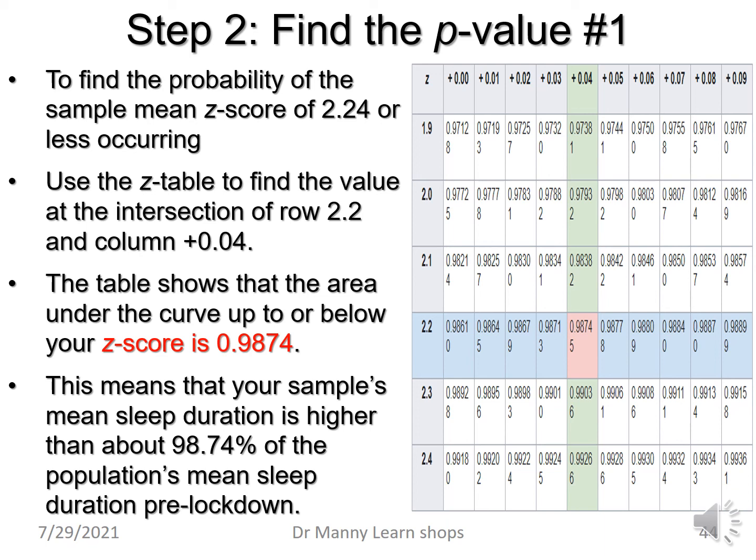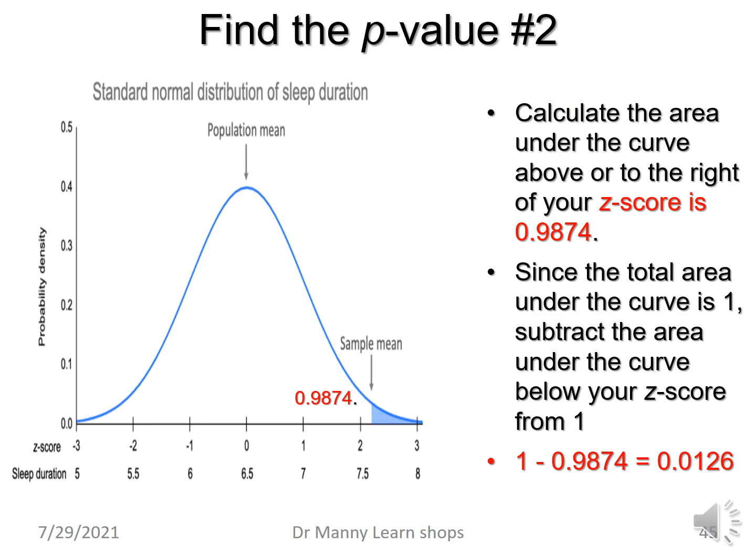The table shows that the area under the curve up to or below your z-score is 0.9874. This means that your sample's mean sleep duration is higher than about 98.74% of the population mean sleep during the pre-lockdown. Find the p-value. To calculate the area under the curve above or right of the z-score, since the total area under the curve is 1, subtract the area under the curve from your z-score. That's 1 minus 0.9874, which is equal to 0.0126.